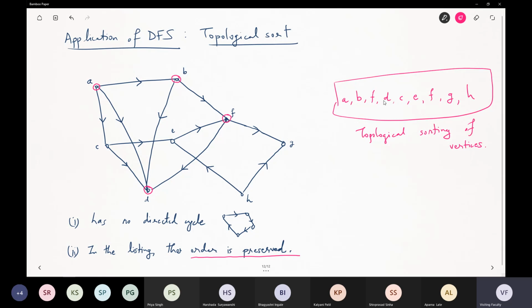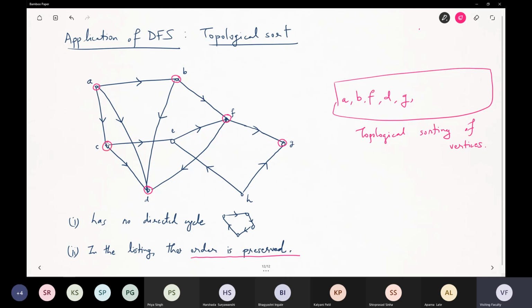I'll write another listing here: A, B, F, D. I'll backtrack. I'm at F. Then I'm again trying to go forward, so I'll choose G. From G, can I go forward? No. So I'll backtrack. From B, can I go forward? No. I'll again backtrack. From A, can I go forward now?